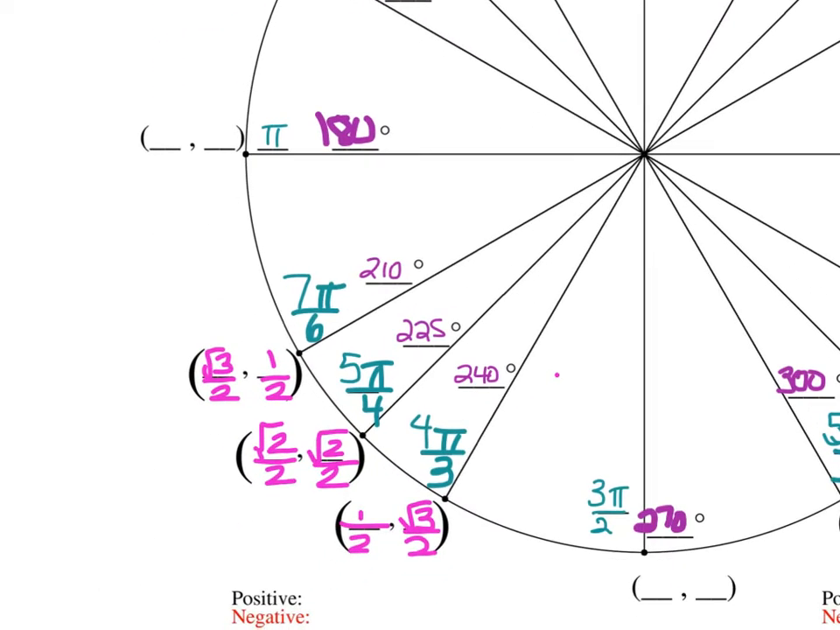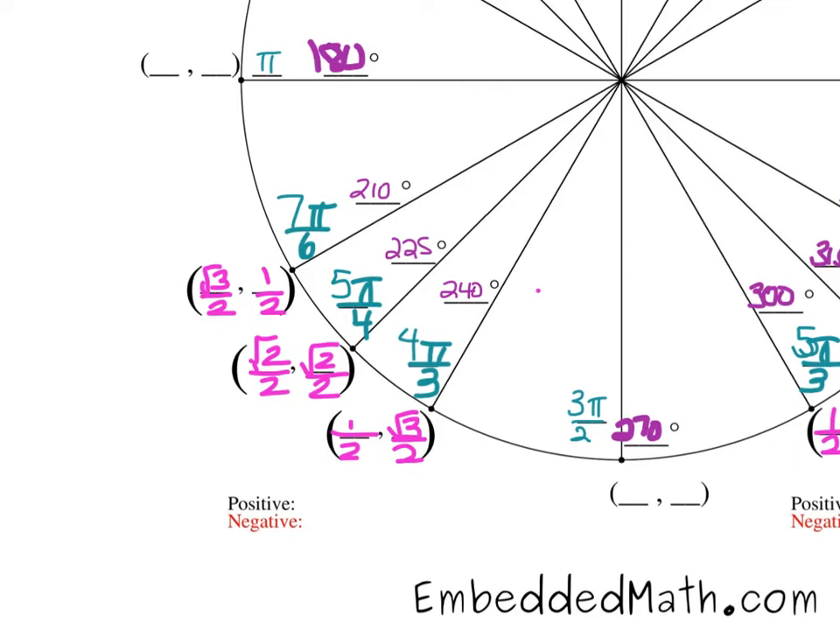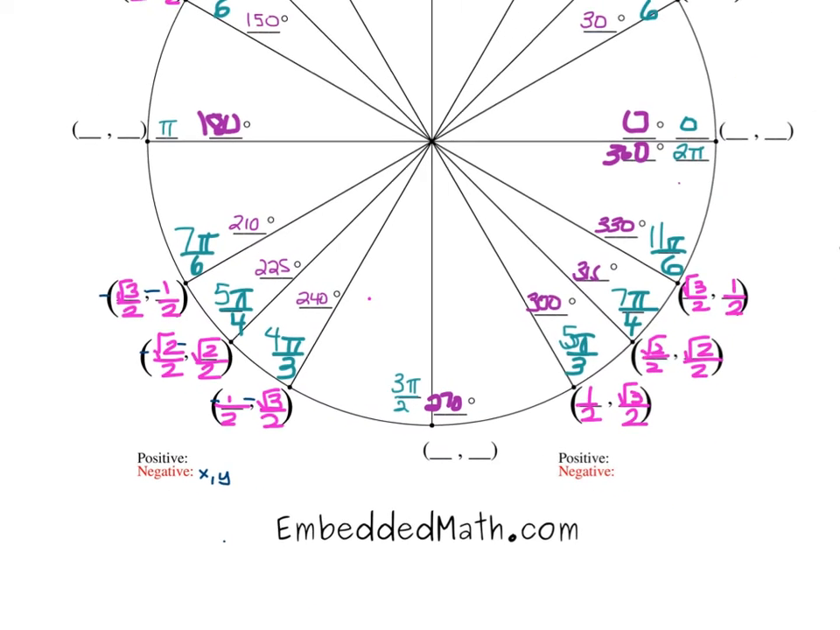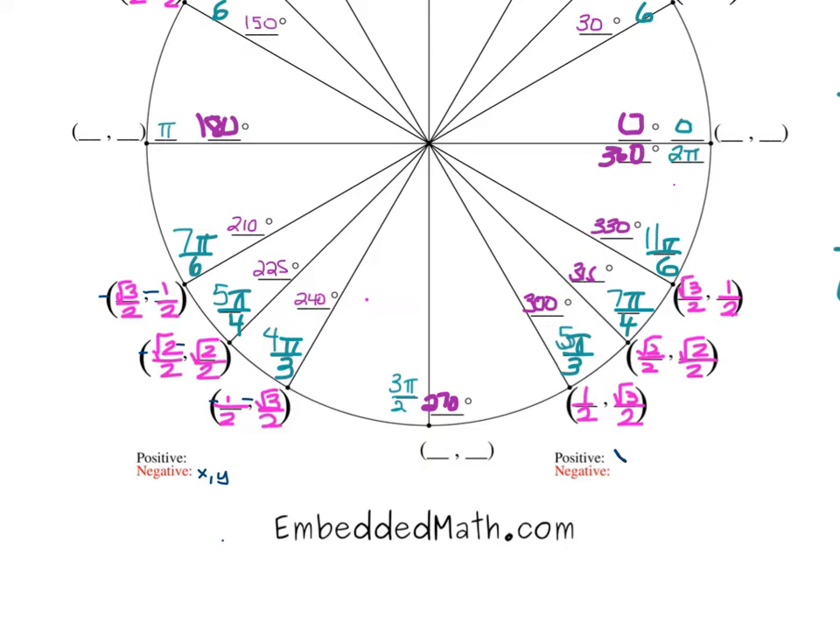In the third quadrant, what's positive, what's negative? They're both negative. And in the fourth quadrant, good. X is positive, y is negative.